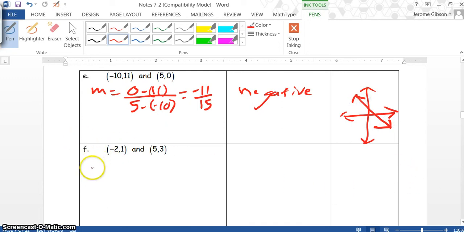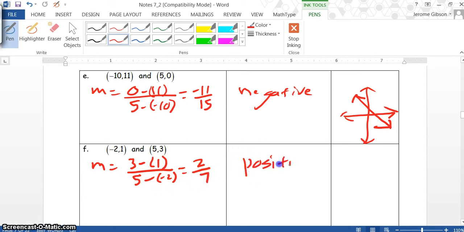Now we come here. We have slope is equal to y sub 2 is 3 minus y sub 1 is 1. X sub 2 is 5 minus x sub 1 is negative 2. 3 minus 1 is 2. 5 minus a negative 2 will give us 5 plus 2 is 7. So your slope is positive. We draw a graph representing a positive slope.